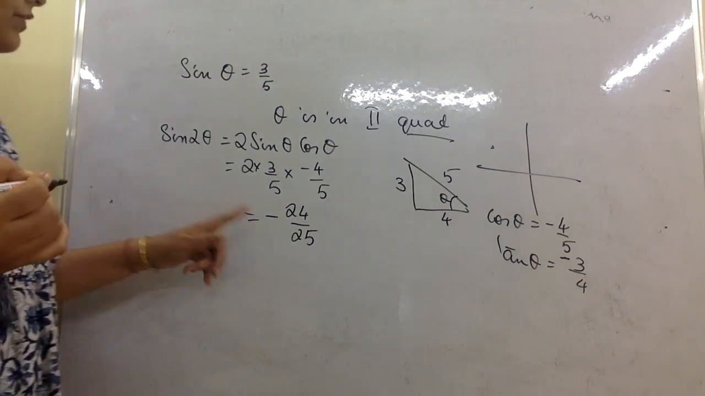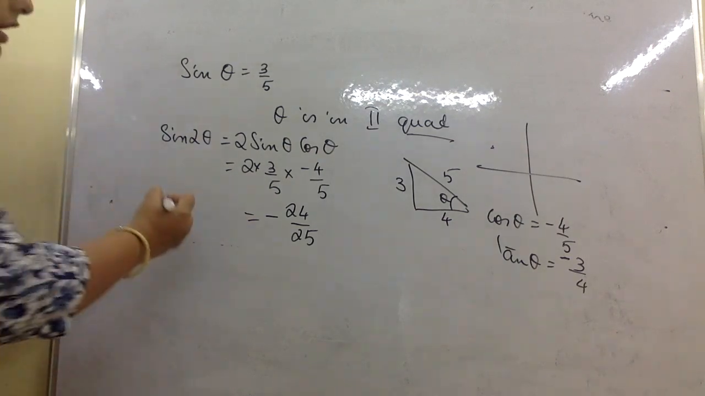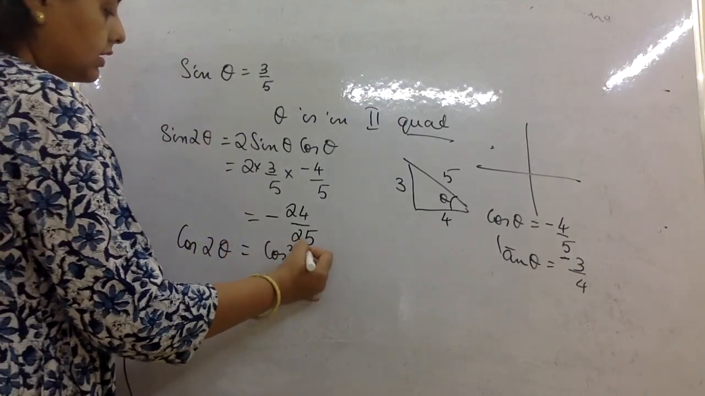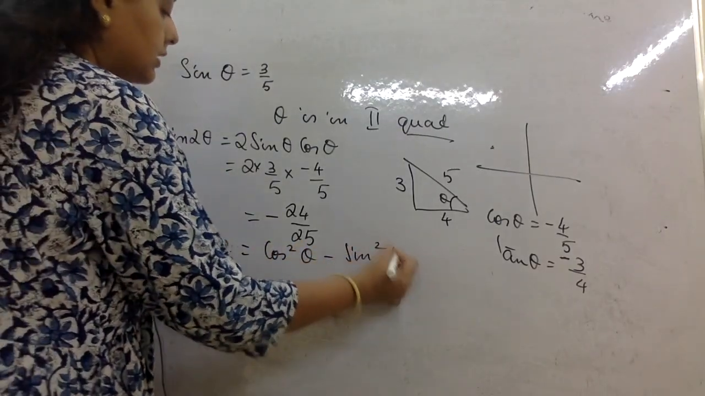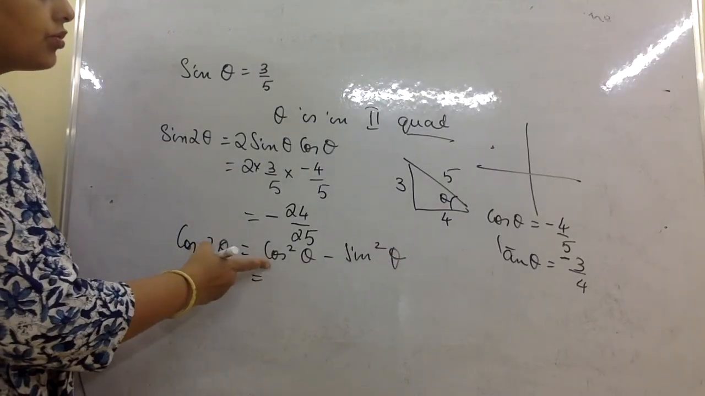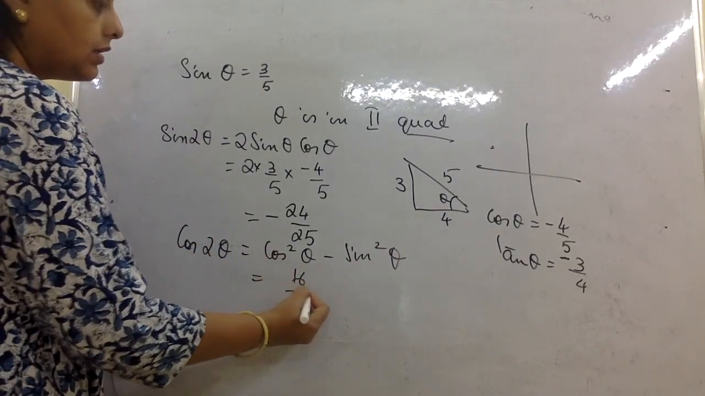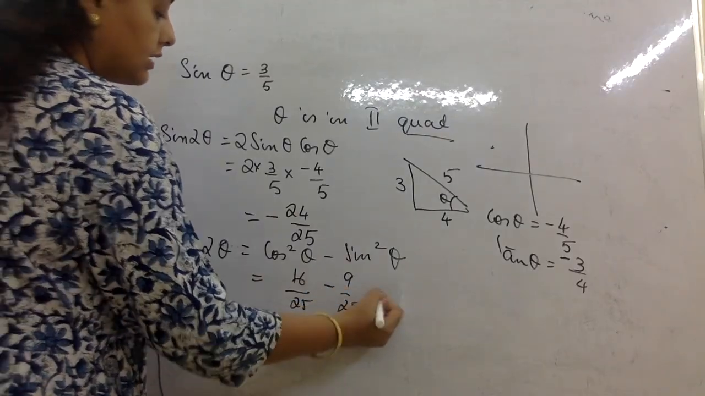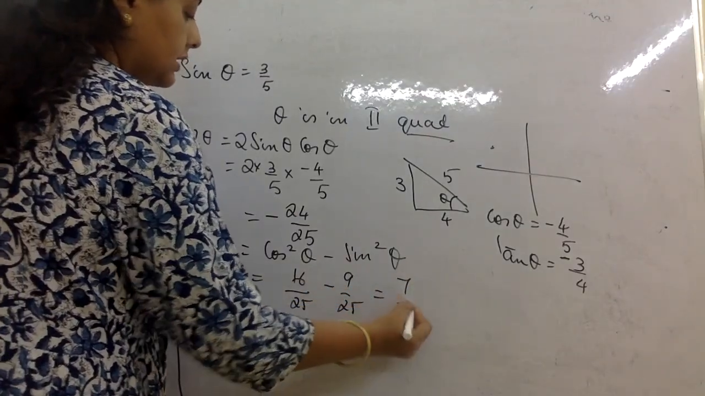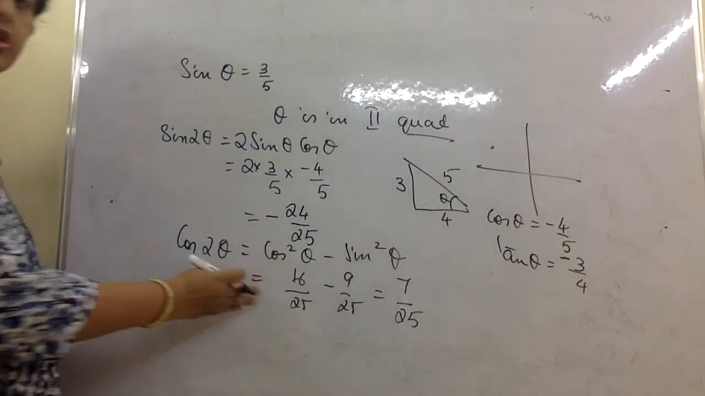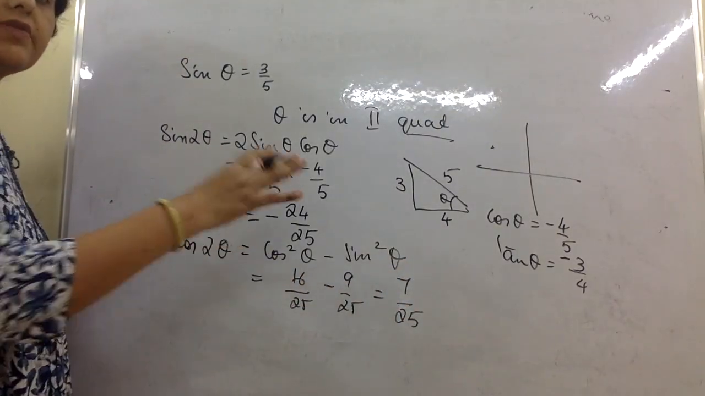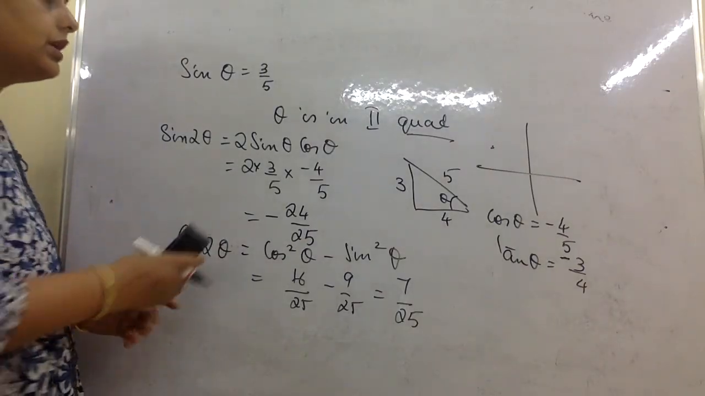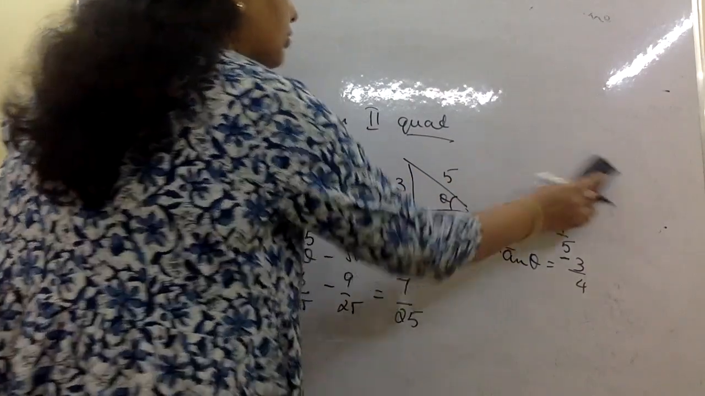So see how the value has changed. Okay, cos 2 theta is cos square theta minus sine square theta, that is equal to 16 by 25 minus 9 by 25, that is equal to 7 by 25. This is not changing because the squaring takes away the minus. Okay, now the tan 2 theta. Tan 2 theta is how much?